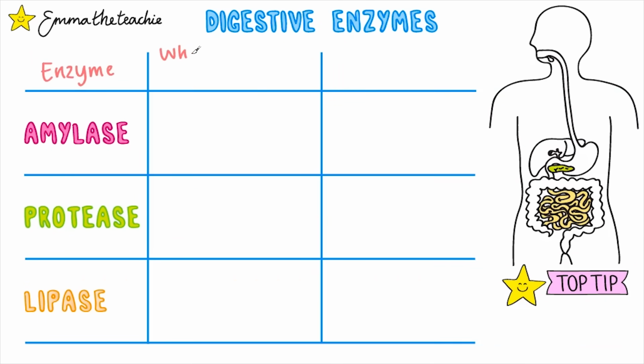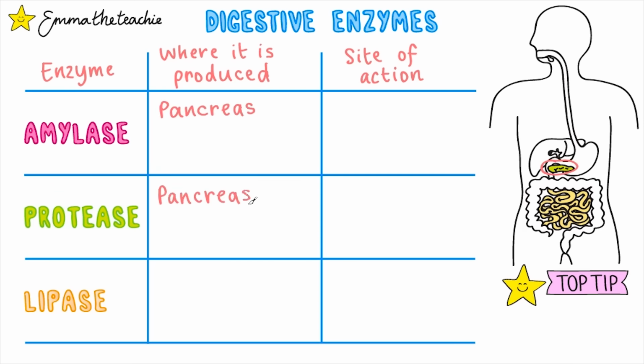As well as knowing what each enzyme does, you also need to know where they are produced and the site of action, i.e. where they work. I'm going to start with a top tip for you. All 3 enzymes are produced in the pancreas. Let's change those into green to match the colour of the pancreas.